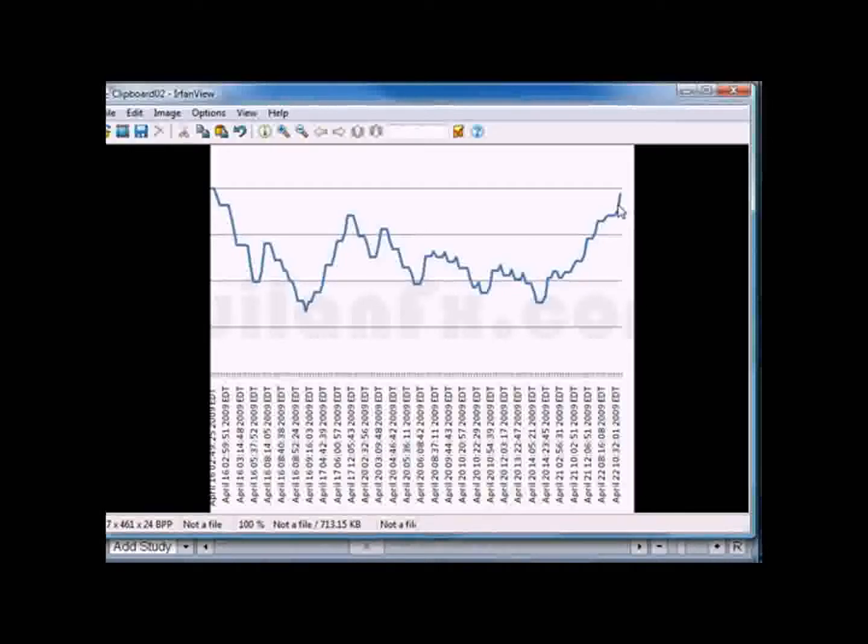I hope everybody enjoys this setup. We're going to trade it a lot more actively next week. I'm going to come back to you with the equity results next week, and hopefully they will really show some very, very serious improvement.